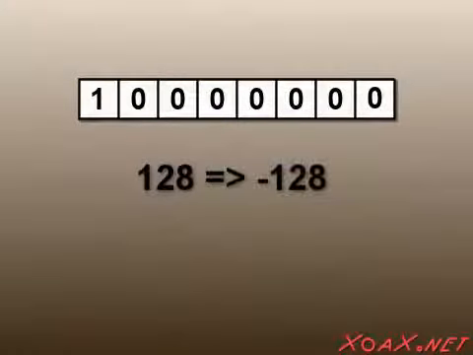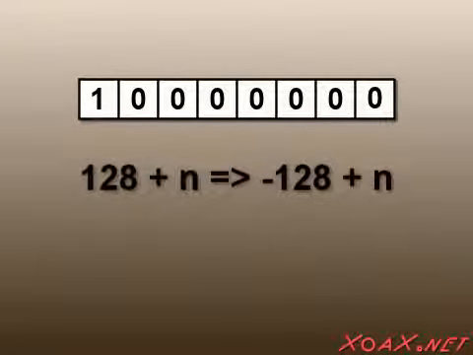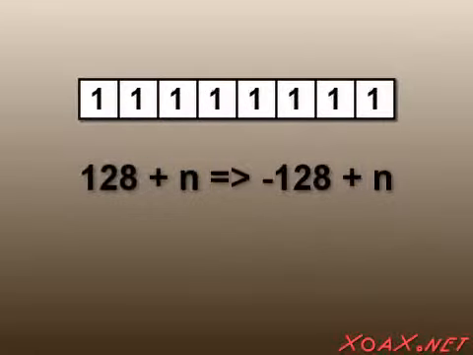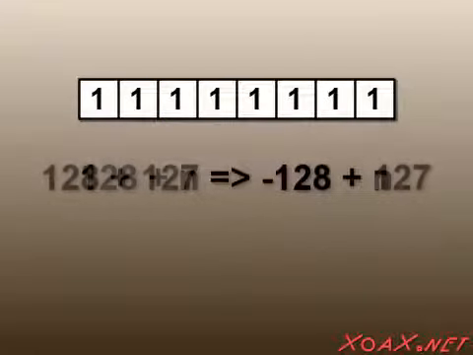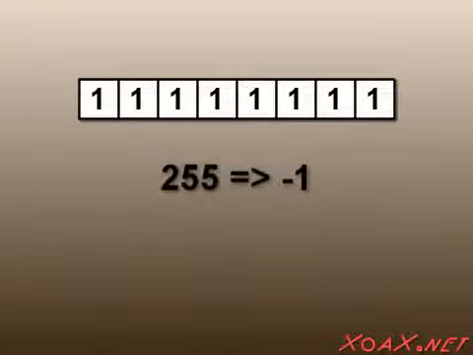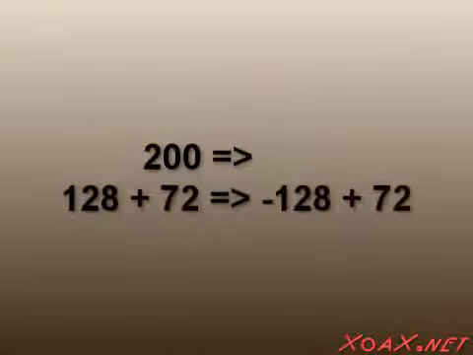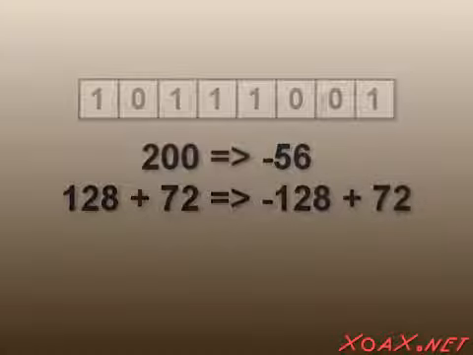To fully describe 2's complement, we note that 128 converts to -128, and then we can convert the rest of the values up to 255 by adding the same thing to each side. Adding 127 shows us that 255 converts to -1, for example, as we already said. Likewise, 200 is 128 plus 72, so it converts to -128 plus 72, which equals -56.